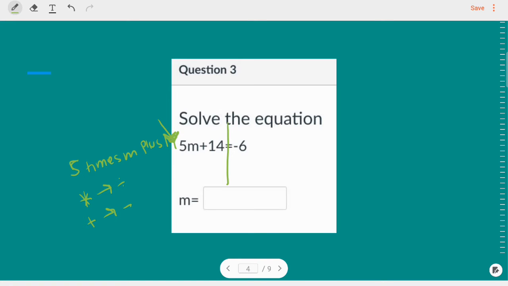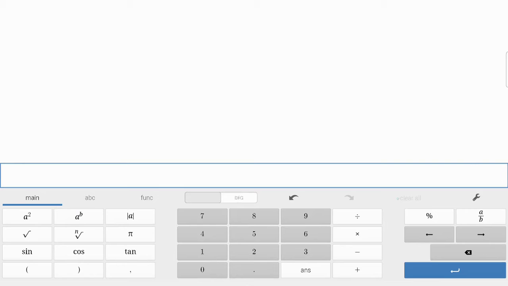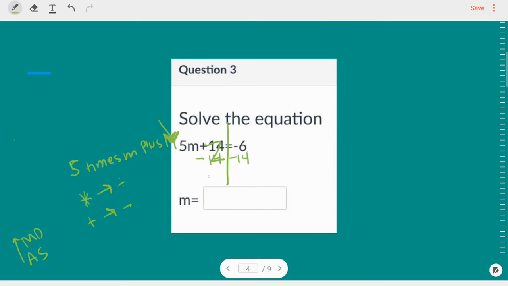Well, the question is, what do I get rid of first? Remember that I'm working order of operations backwards, so I'm going to start with any addition and subtraction before I do multiplication and division. Undoing the adding 14, I'm going to subtract 14 from both sides. This zeroes out, and I'm going to use my calculator. Negative 6 minus 14 gives me negative 20. So I am left with, here's my total line, 5m equals negative 20.